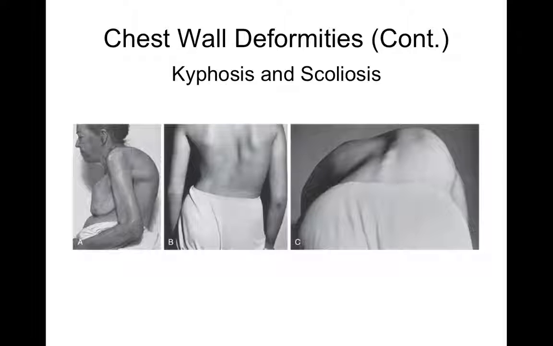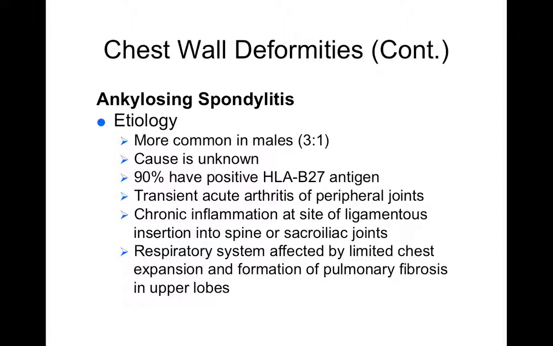But when scoliosis affects the thoracic vertebrae, then you're talking about the thoracic area, and it's going to be difficult to expand your rib cage if the vertebrae are bent. So that also causes a restrictive pulmonary disorder.